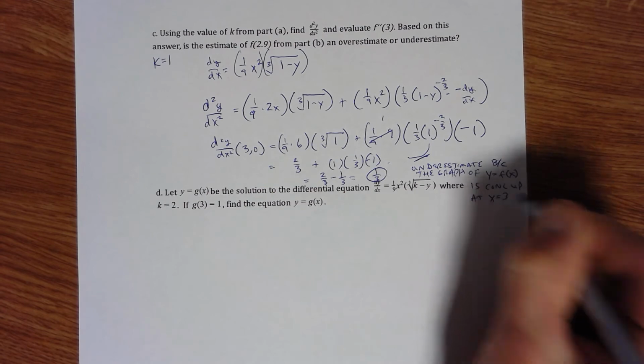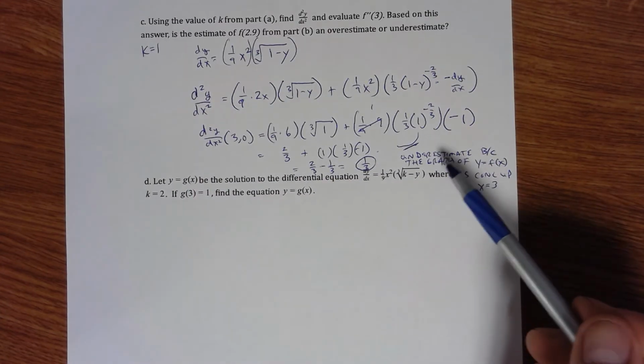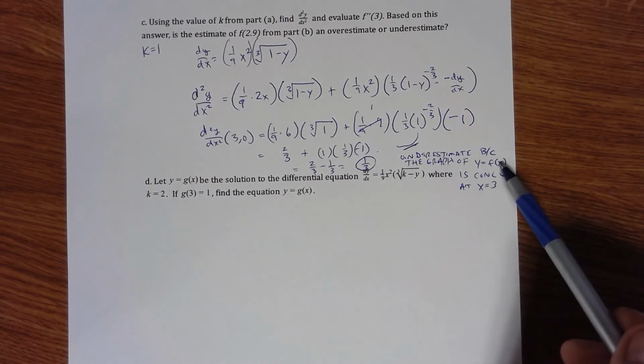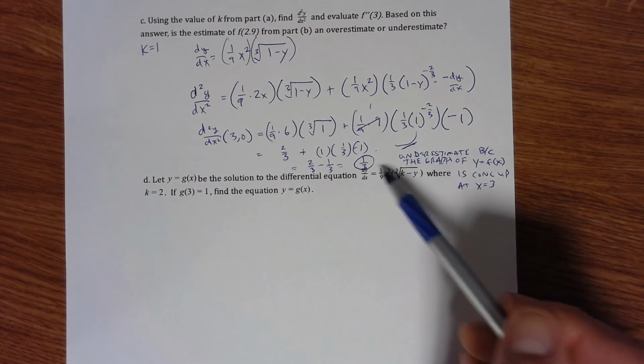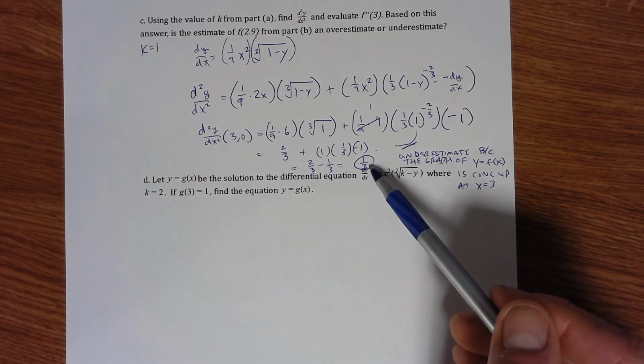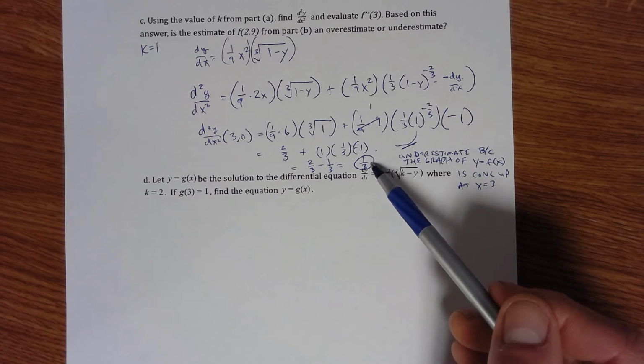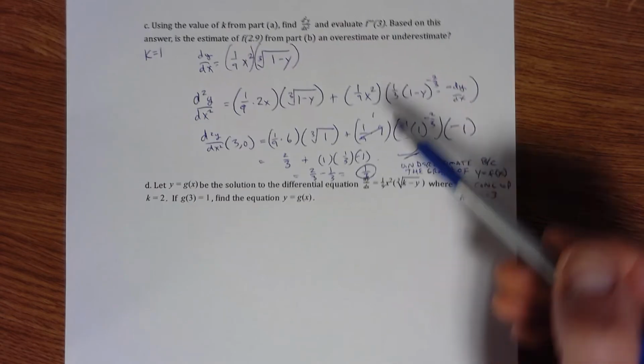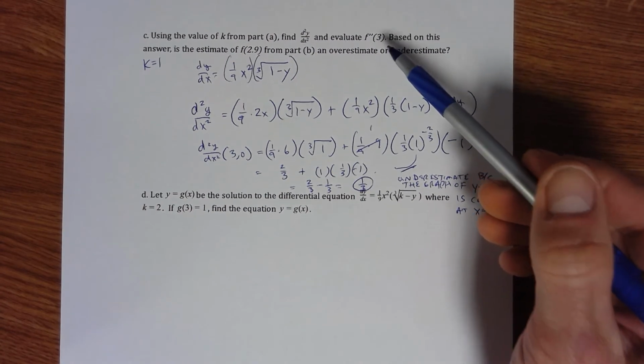So I squished that in there. Read it one more time. This is an underestimate because the graph of y equals f of x is concave up at x equals 3. The reason we know it's concave up is because the second derivative at the point (3, 0) has a value of 1/3, which is greater than 0. And remember, it did ask us to find the second derivative at 3.